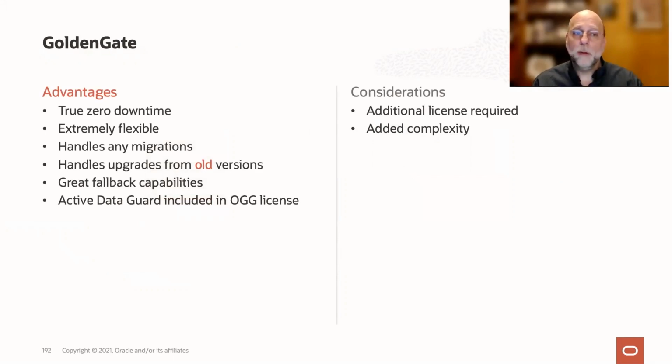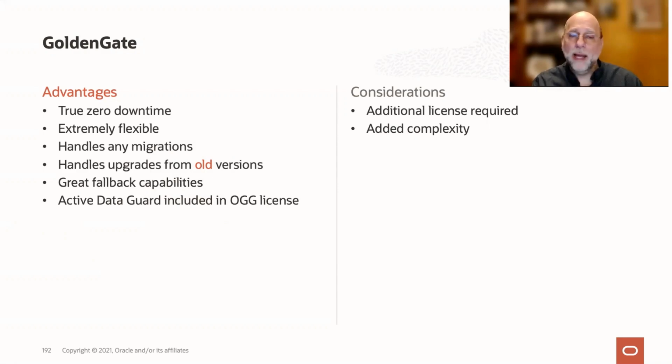So the advantages of GoldenGate: maybe even true zero downtime. And I don't use the word zero lightly. You'll often see people talk about zero downtime when they mean near zero downtime. But with GoldenGate, there are plenty of cases where you can use it to get true zero application downtime. It's very flexible. It goes cross-platform, cross-version, cross-endian, even from non-Oracle databases into Oracle. It can handle basically any migration that you've got, including upgrades from old versions.